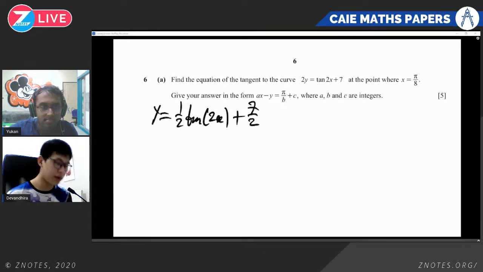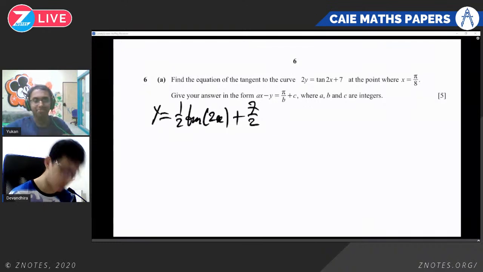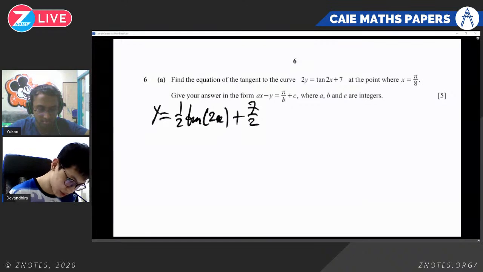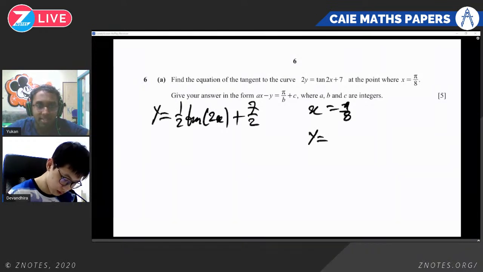Before that, let's try to find the coordinate first. Because if we want a tangent, we need to find the coordinate the line has to pass through. That means we have to let x become pi over 8, correct? Yep. So when x is pi over 8, what's our y? Then tan is pi over 4. That is just 1. So we have half plus 7 over 2, which is 4. Okay. So this is the coordinate that it has to pass through.